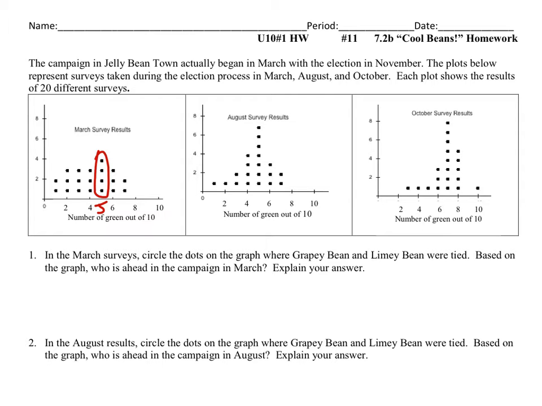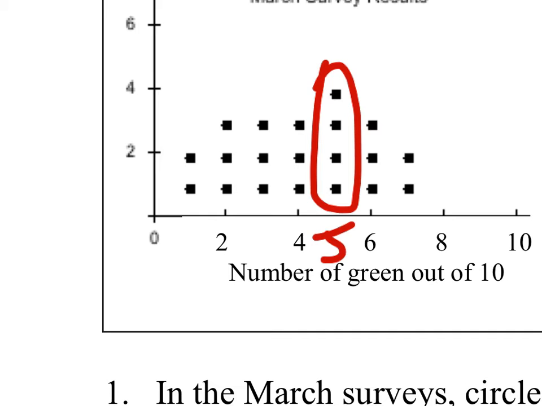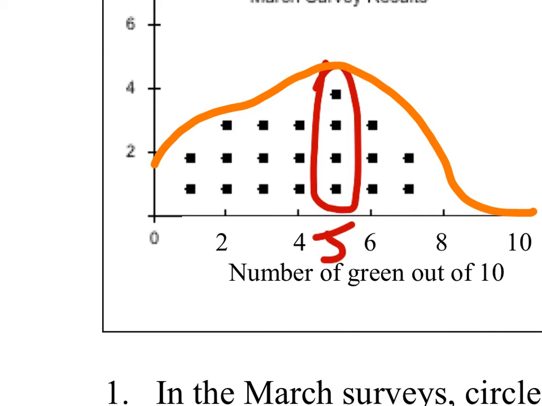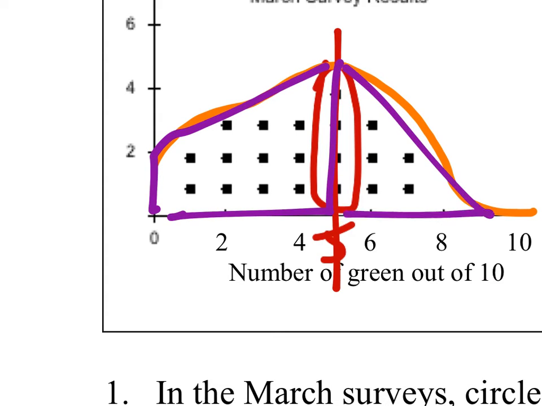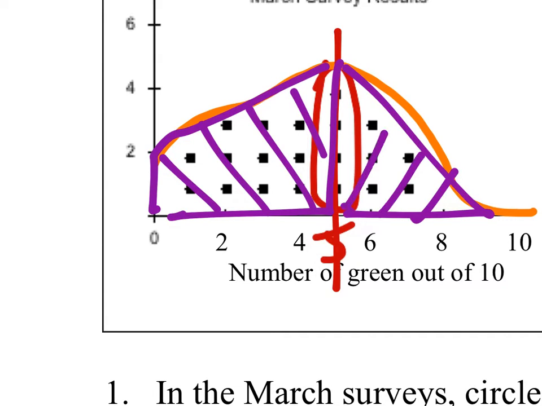So, looking at the distribution of these, if we looked at just the distribution, it would look maybe something like this. And just because it's split down the middle here with 5, we can see that there's a lot more over here in this area than there is for this one right here. So this one has a lot more space in the graph than this one. So it's distributed more towards the left, which is less for green, and green was for limey. So this one indicates that grapey are winning.